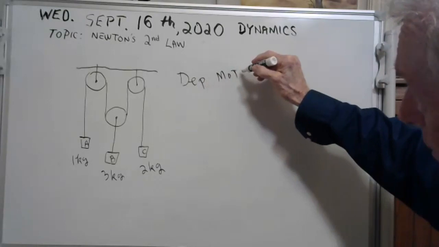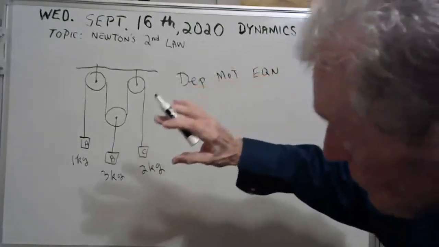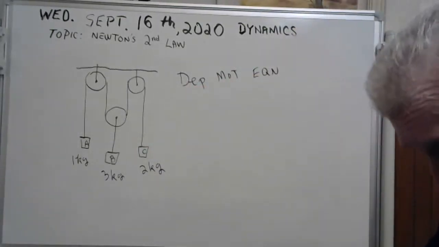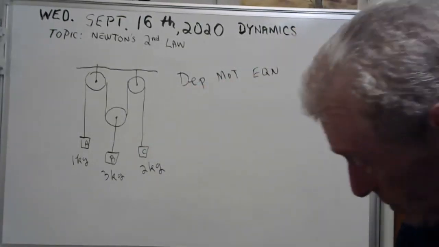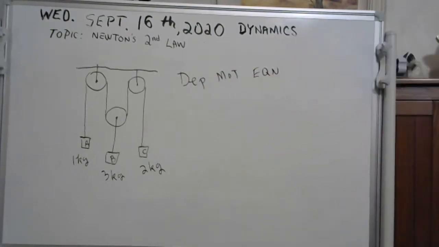And I'm going to shut up. And I want to see if you can get the dependent motion equation. I'll give you 1 minute. On your mark. And get set, go. Write the dependent motion equation.